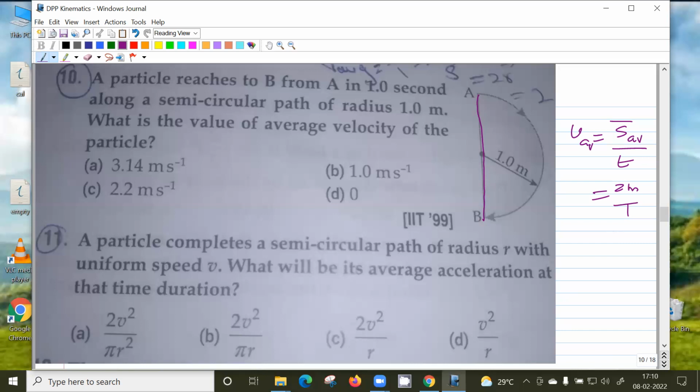Maybe the question is wrong. Maybe if it is average speed, then it is pi d by 2, and the diameter is 2. So it is pi. So is the correct answer option A? No, sir. Option B.